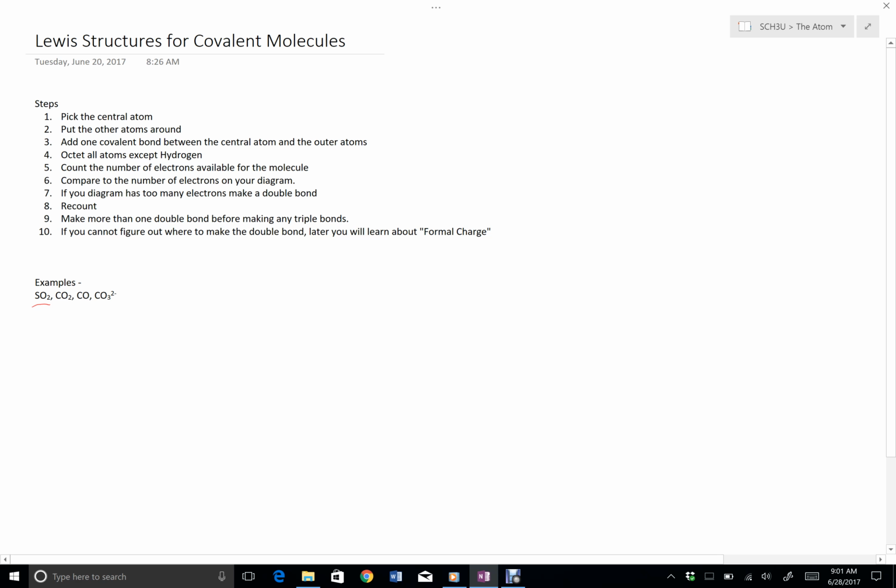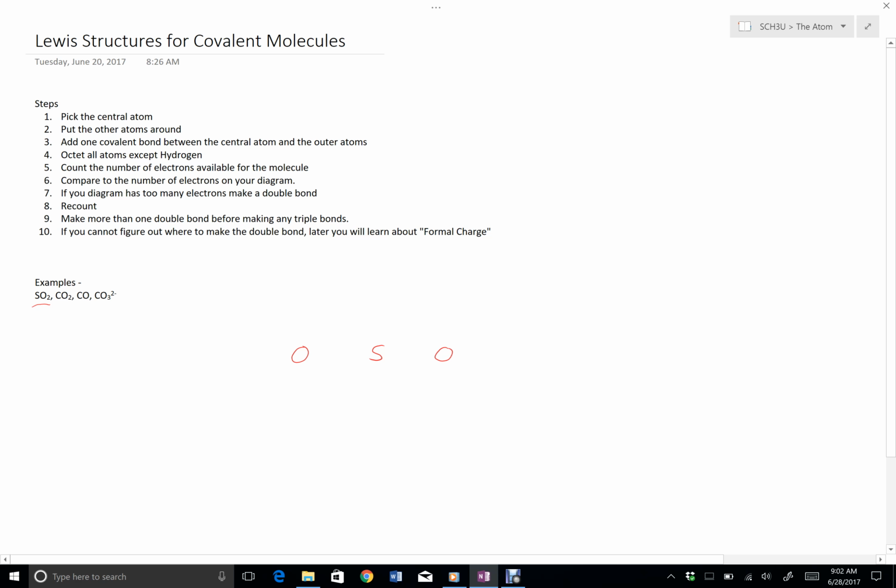Okay, so first of all, pick the central atom. If there's one sulfur and two oxygens, then obviously the sulfur goes in the middle. But if it's not that clear, the general rule is, if we imagine the staircase in the periodic table that represents the metalloids, the closer an atom is to that staircase, the more likely it is to be the central atom. So atoms that tend to be the central atom are things like carbon and silicon and sulfur and phosphorus and nitrogen. So here we have sulfur. That's our central atom. Put the other atoms around it.